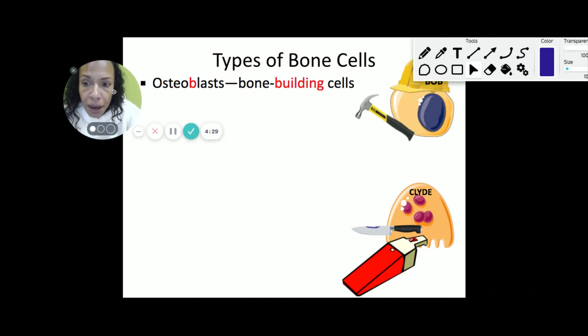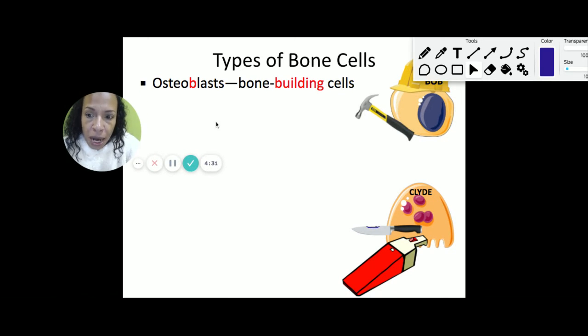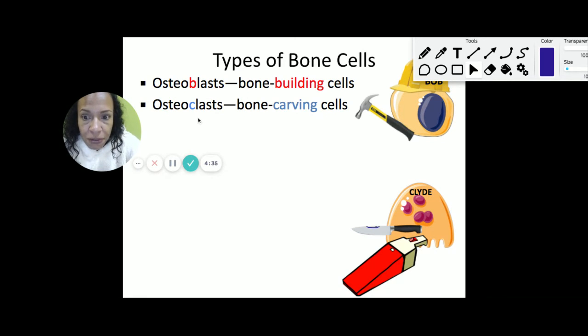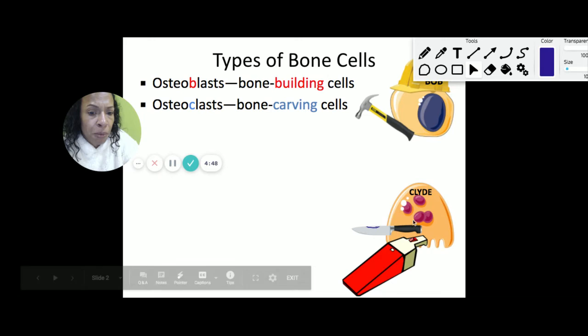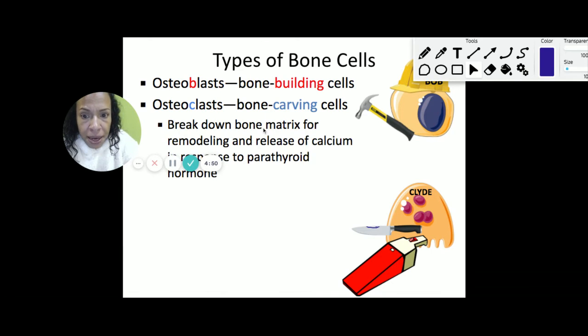Likewise, anytime I need to do the opposite and remove bone tissue and carve it away, C for clast, C for carving, and C for Clyde. So Clyde is the bone carving counterpoint to Bob the builder. And so he is going to be removing and carving away bone matrix. And as he chops it up, he's releasing the same building materials that Bob used to make that bone.